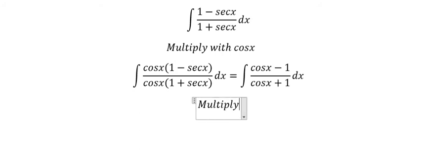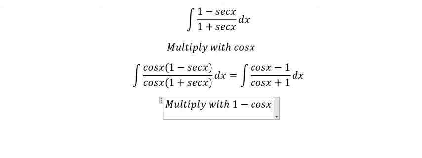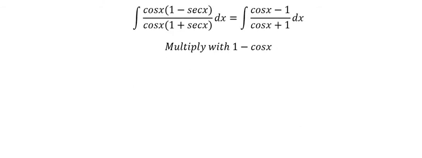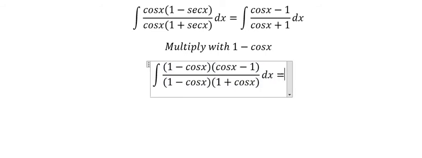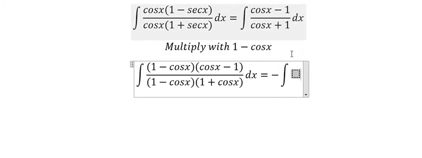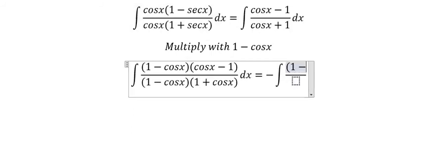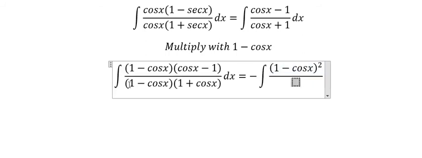The next step, we multiply by 1 minus cosine x in here. Because we have 1 minus cosine x and cosine x minus 1, we move the negative outside, so that we change to (1 minus cosine x) power 2 in here. One minus cosine x multiplied by 1 plus cosine x changes to 1 minus cosine x power 2.